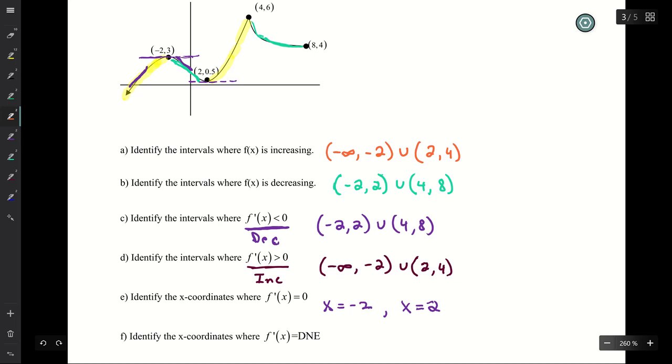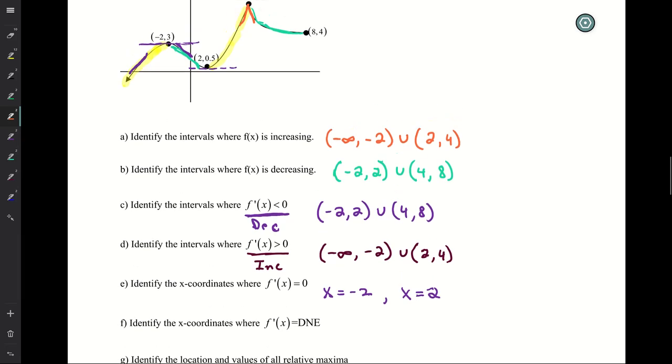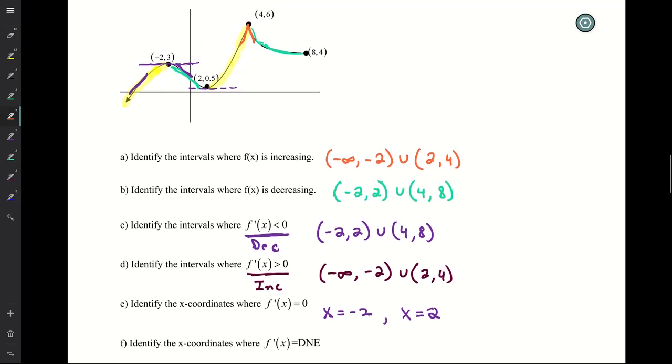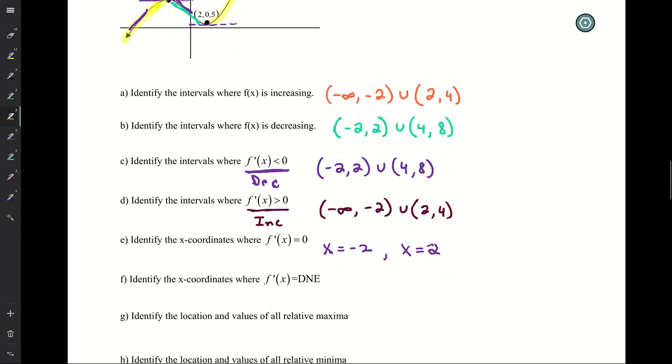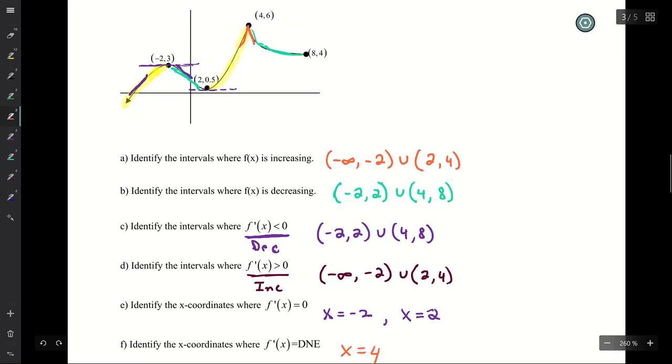Now, from something that we've done earlier, we remember that where you have sharp points, such as this one, the derivative doesn't exist. So you don't want to say that your derivative is 0 there. Okay, the next thing is identify the x coordinates where the derivative doesn't exist. Well, that would be at a sharp point. And so on this one, we can definitely say that's where x is equal to 4. Okay. On these, we don't consider endpoints as far as looking for where derivatives are zero or non-existent.